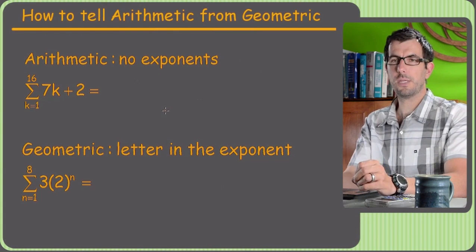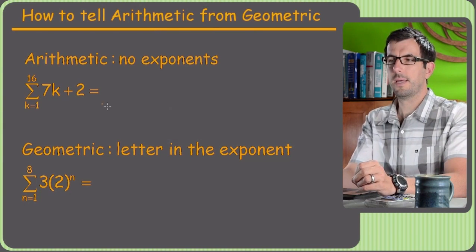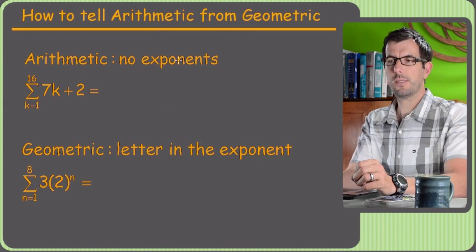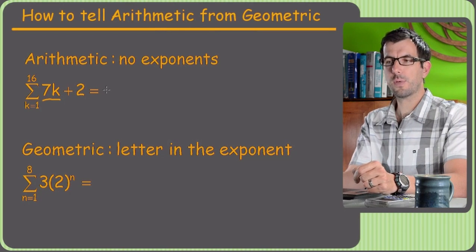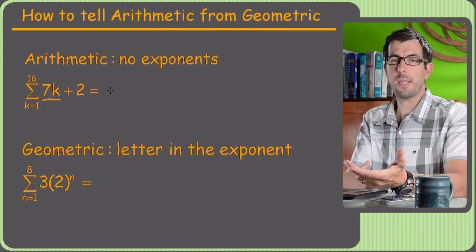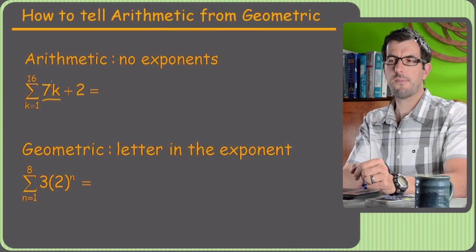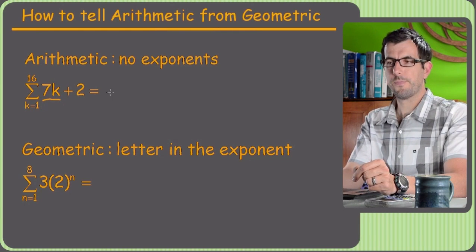All right, so how to tell geometric from arithmetic. The key thing is no exponents in your arithmetic. So because we have 7 times k, that's going to give us an arithmetic sequence. And that means we can use our arithmetic formula on it. So if I'm finding the sum of an arithmetic sequence, then all I have to do is look for the formula.